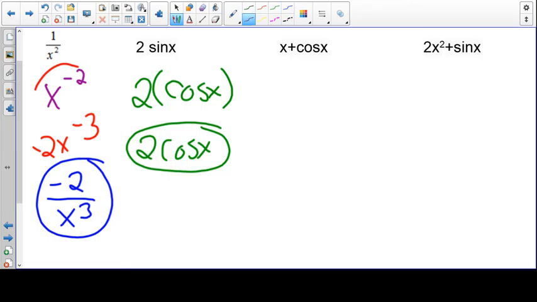This next one, I have that invisible 1 up top for my exponent. So that 1 comes down. 1 minus 1 gives me 0. Anything to 0 disappears, so I just get 1. The derivative of cosine is not sine, so it's going to be negative sine of x. So my answer here is 1 minus sine x.